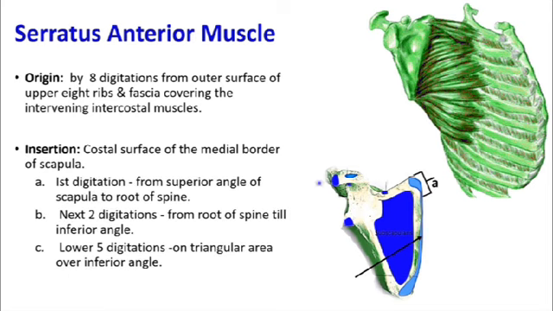The first digitation is from the superior angle of the spine till the inferior angle. The next 2 digitations are from the roots of the spine till the inferior angle. The lower 5 digitations are on the triangular area over the inferior angle.